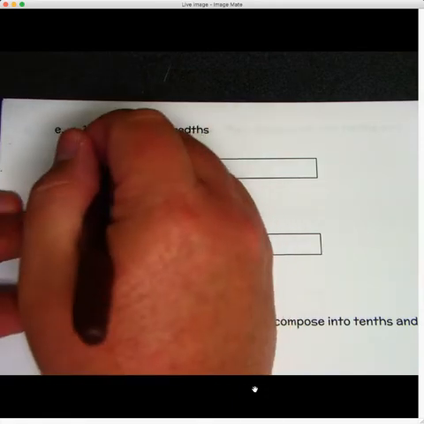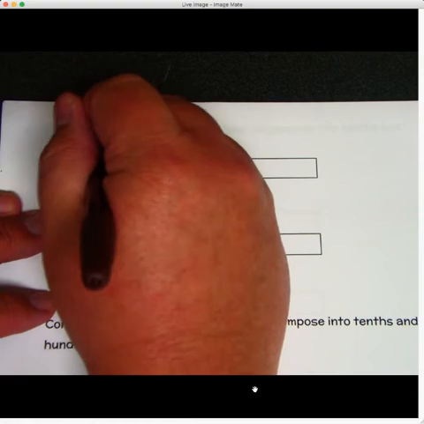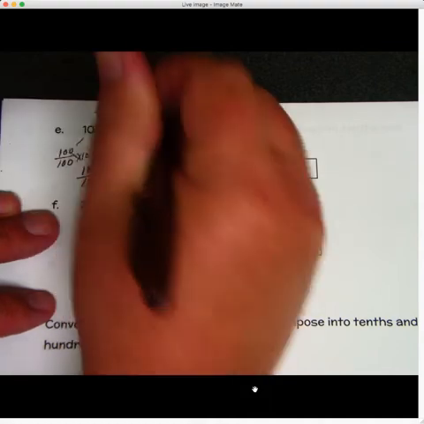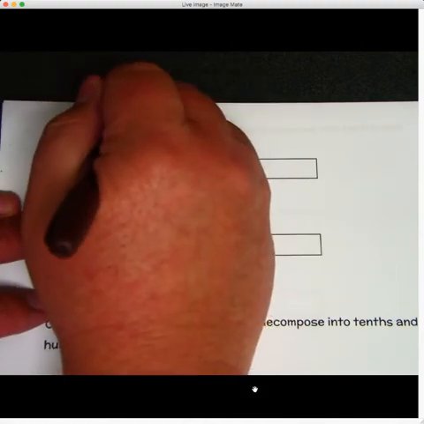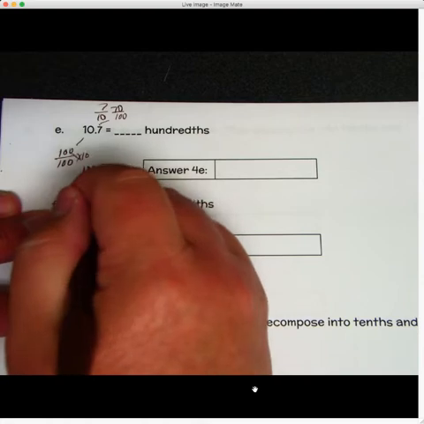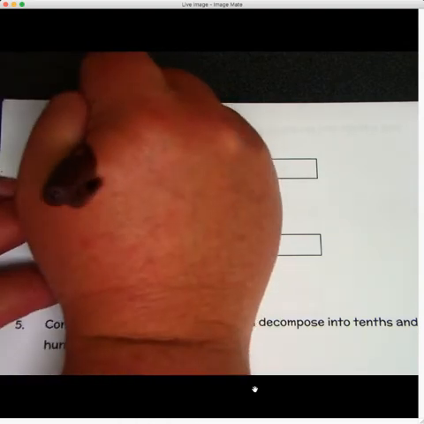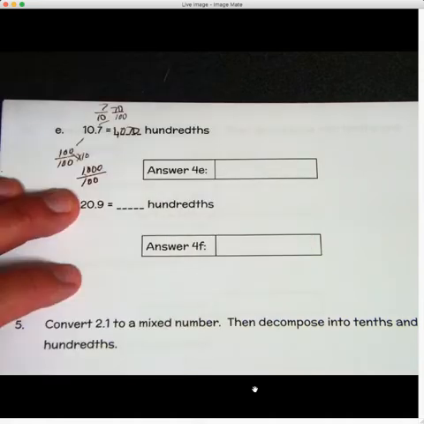Okay, and then I have 7/10. Well, that's not easy either. So we got to change 7/10 into hundredths. Remember, we just added 0 to both. 7/10 is 70 hundredths. So I have 1,000 hundredths plus 70 hundredths is 1,070 hundredths.